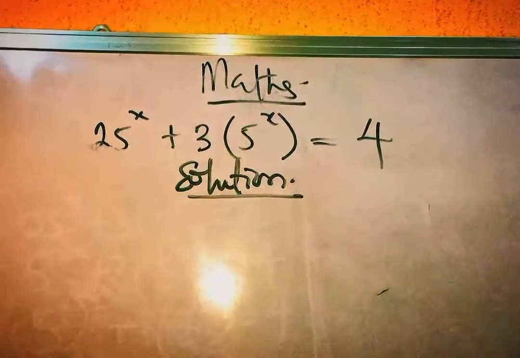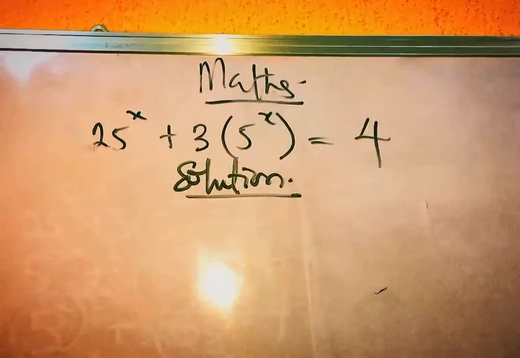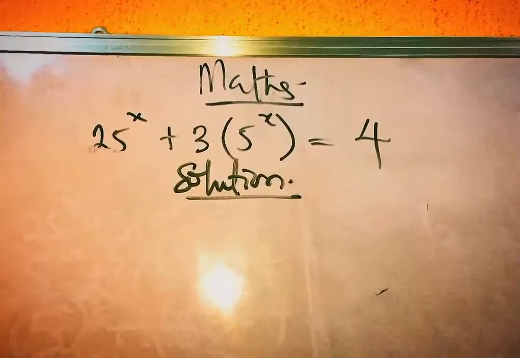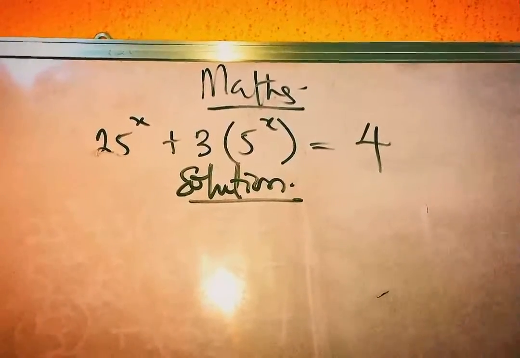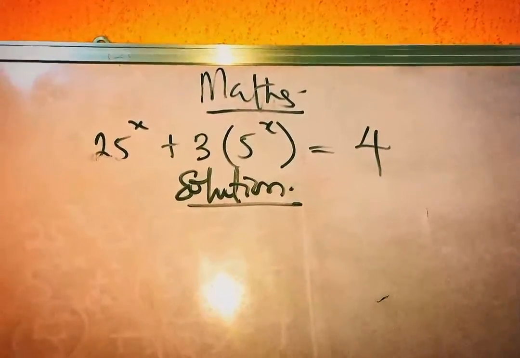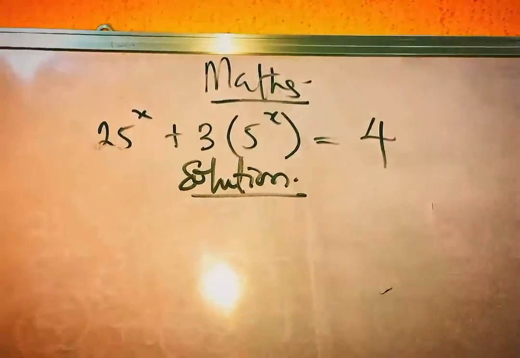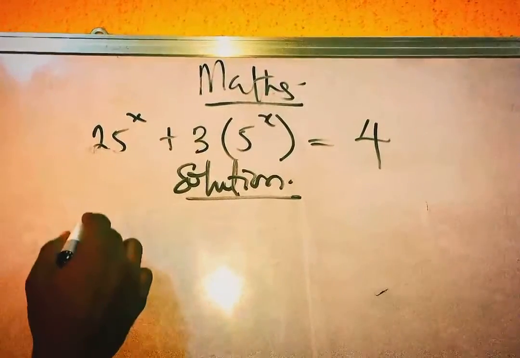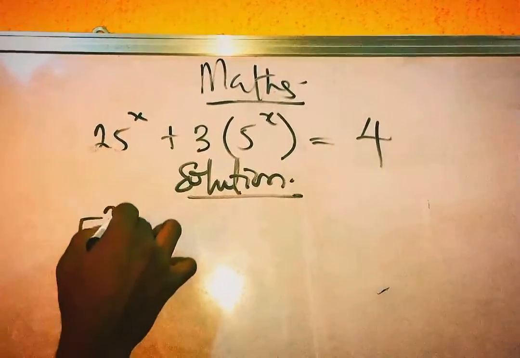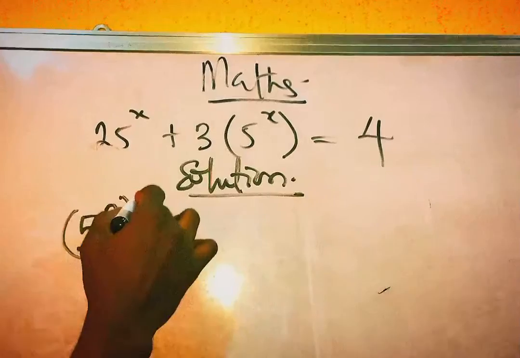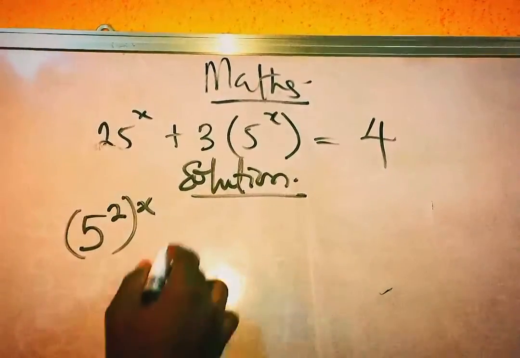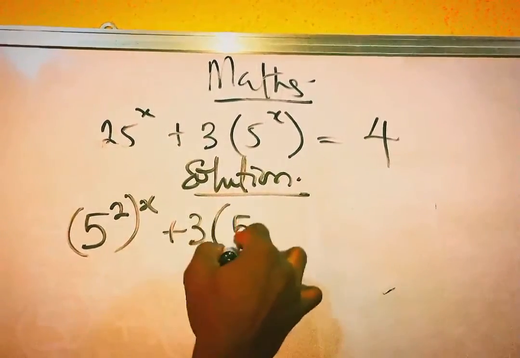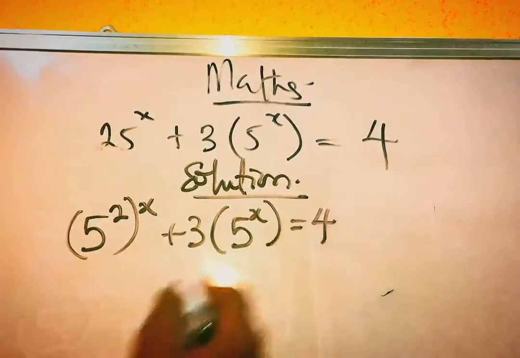Okay, hello everyone. Here is a question on the board: 25 raised to the power x plus 3 in bracket 5 raised to the power x is equal to 4. First of all, we can see that 25 here is a perfect square, so we can write 25 in the form of 5 raised to the power 2. Then we bring down our x, which is also a power, plus 3 in bracket 5 raised to the power x is equal to 4.